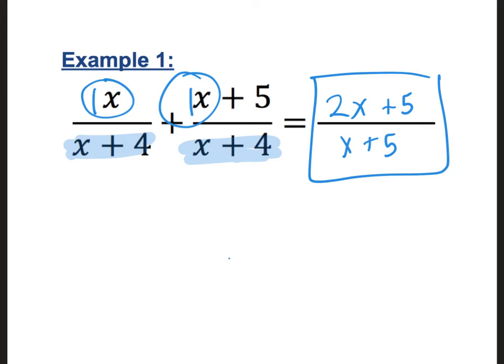Or x plus 4, sorry. Excuse me, I just copied down that number wrong. You're probably screaming at the video while I do it. All right, and that's your answer.